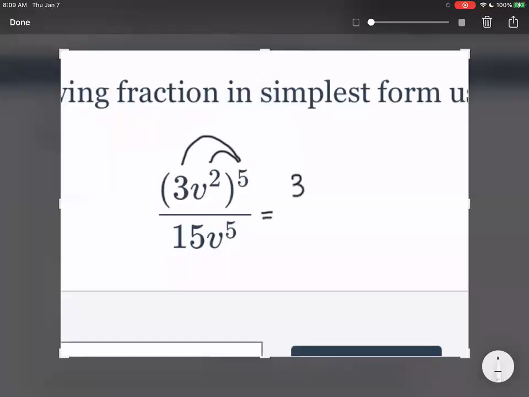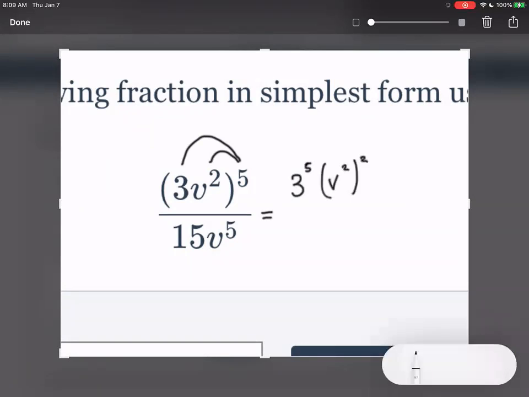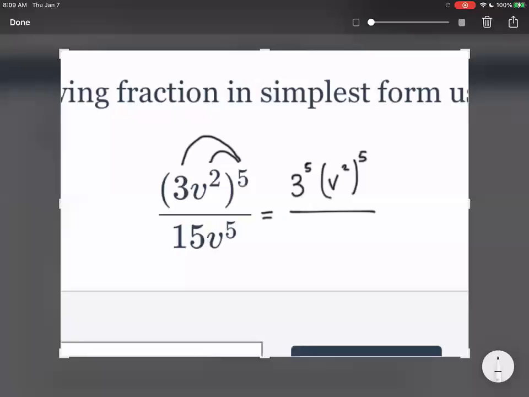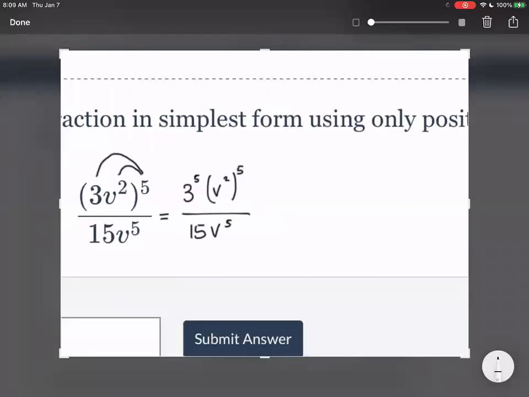Okay, so then we have 3 to the power of 5, v squared to the power of 5. That should be a 5. So that 5 got applied to everything there. And I'm just going to keep the bottom the same for now. Okay, and then let's simplify this part further. So 3 to the power of 5, I don't know off the top of my head, but you can use calculators, remember that? So that gives me 243.